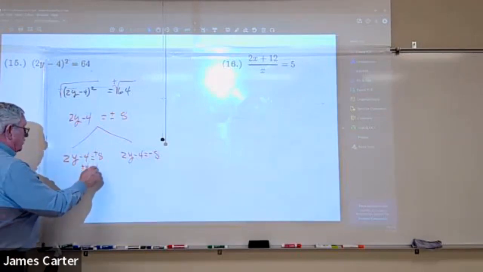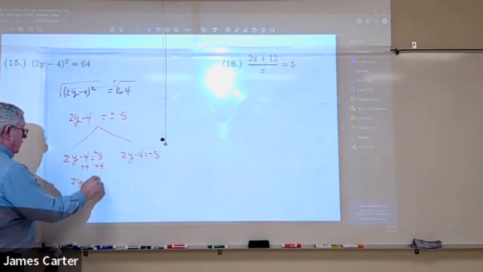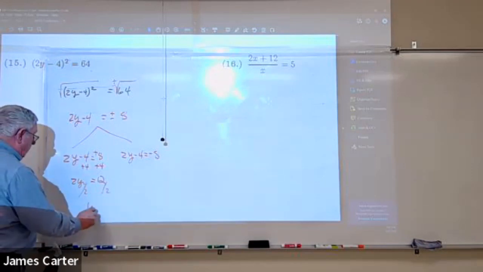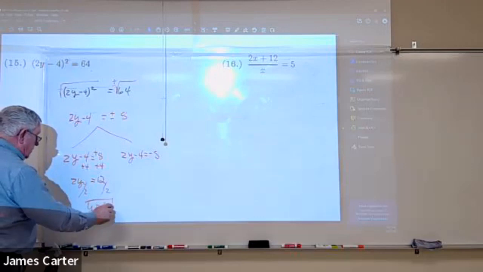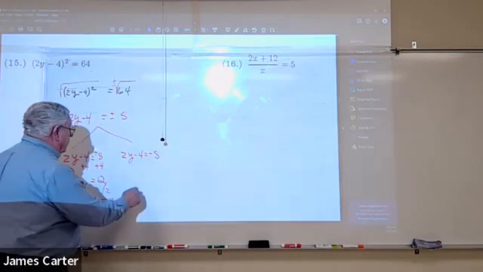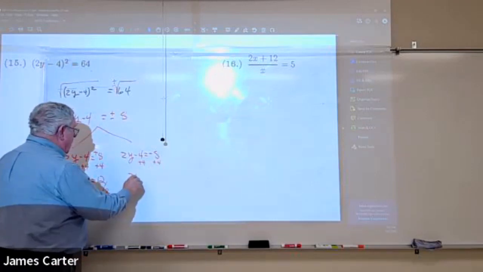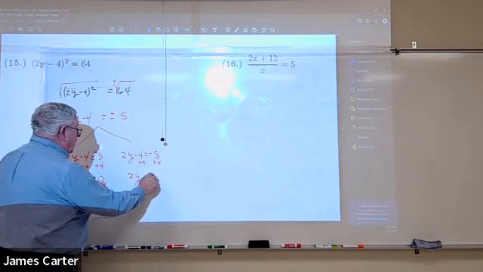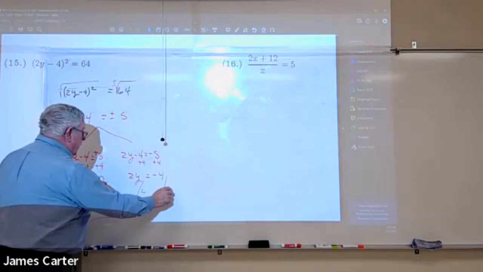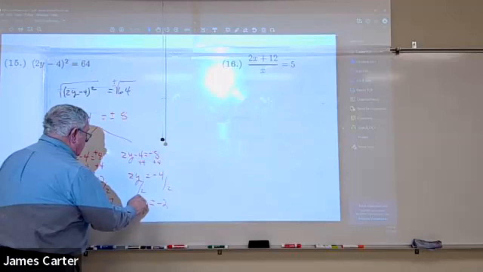Plus 4 plus 4. 2y equals 12. Divide by 2. Y equals 6. Okay. This one, plus 4 plus 4. 2y equals negative 4. Divide by 2. Y equals negative 2.